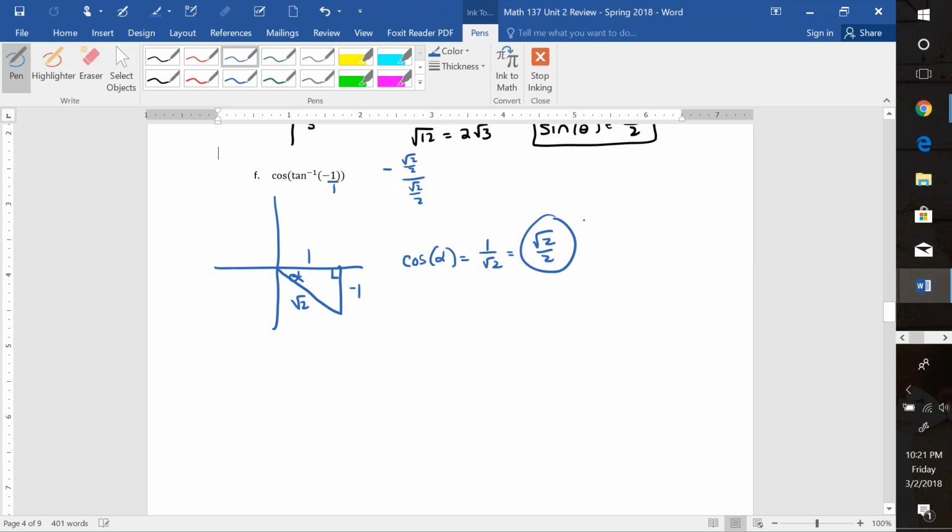Okay, and let's let this be the end of this part. So we are now going to be on the next portion visiting the part where you are allowed to use your calculator.